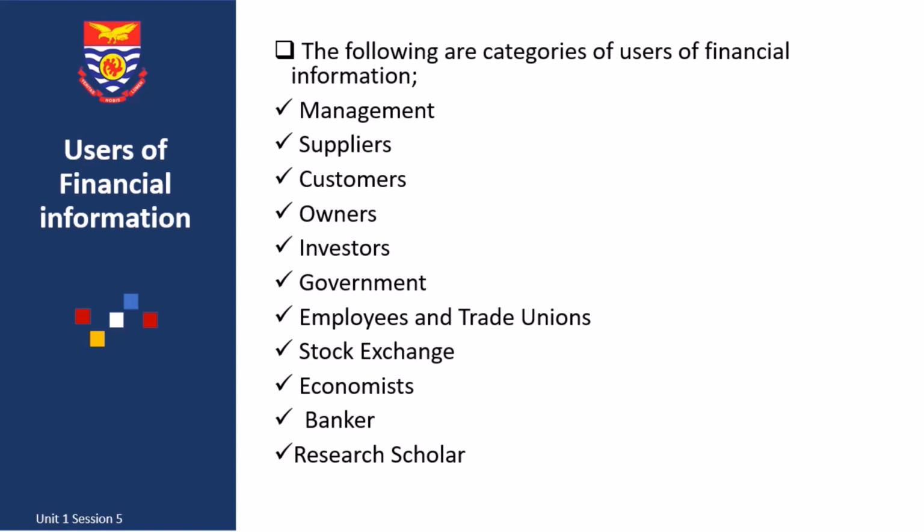They include management, suppliers, customers. Suppliers can also be referred to as trade payables, and customers can be referred to as trade receivables. There's also owners, investors, both prospective and current investors, governments and government agencies, employees and trade unions, the stock exchanges, economists, bankers or banks, and also research scholars.